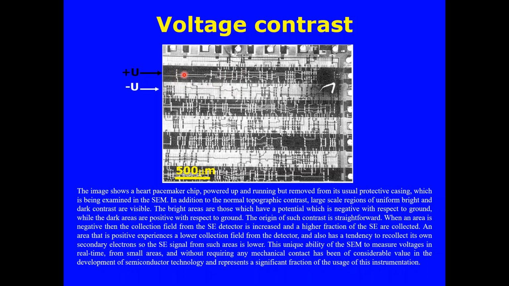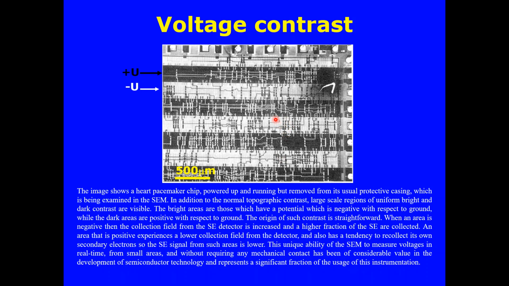The bright areas, you can see these bright areas here, are those which have negative potentials, which we have denoted by minus U with respect to the ground, while the dark areas, here, are positive. They have positive potential, which we have denoted by positive U with respect to the ground. So the origin of such a contrast is straightforward.